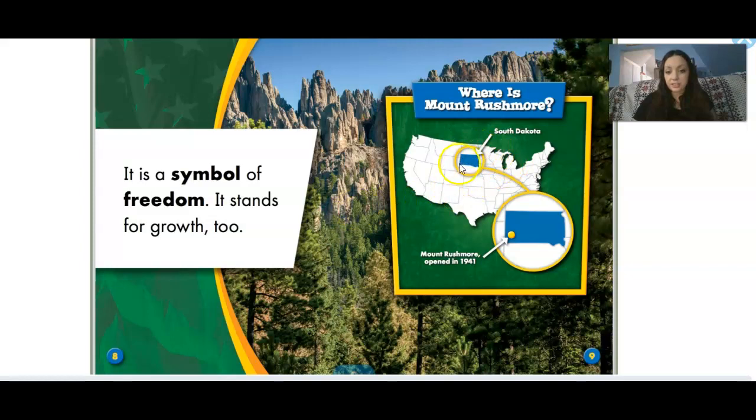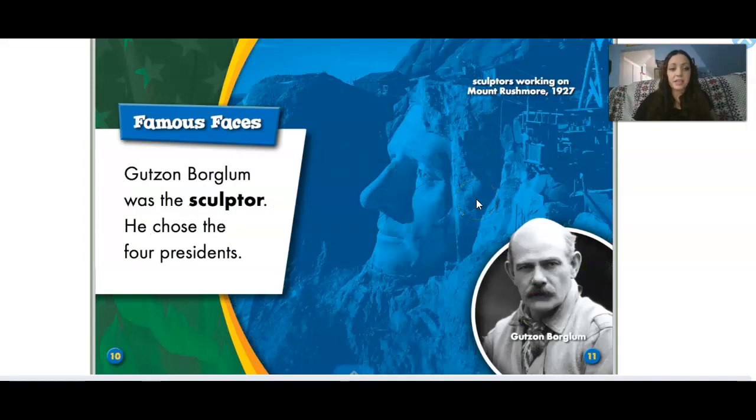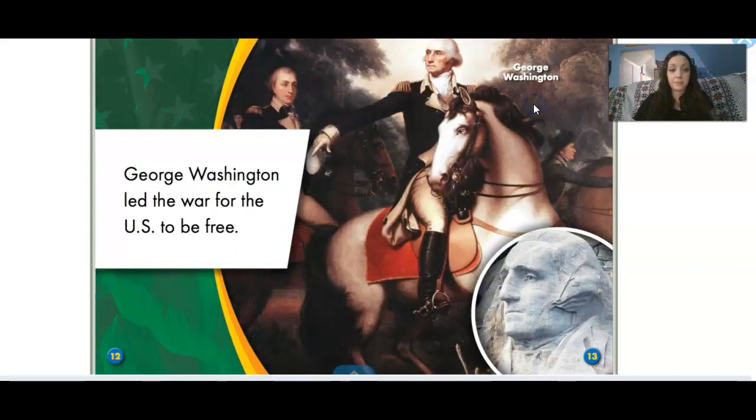So you can see here South Dakota, and Mount Rushmore would be right here, and it was opened way back in 1941. Famous faces. Gutzon Borglum was the sculptor, and he chose the 4 presidents. Sculptors working on Mount Rushmore in 1927. Now remember, they started working in 1927, so of course it had to be presidents that had been before then.